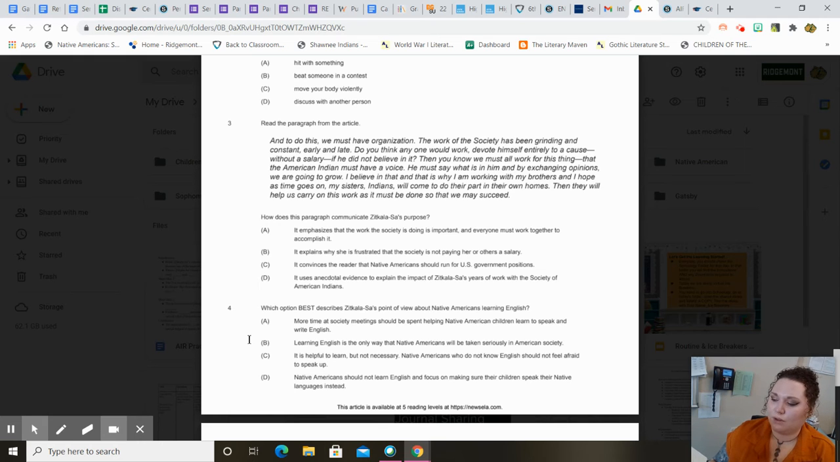It emphasizes the work of the society is important, and everyone must work together to accomplish it. So yes, she talks about speaking English. She talks about teaching your children at home. She talks about bringing women into these society meetings. She talks about how the society itself is struggling for money and struggling for time. But all of these come back to that main idea that we have to work together for a better cause and to advocate for themselves more.